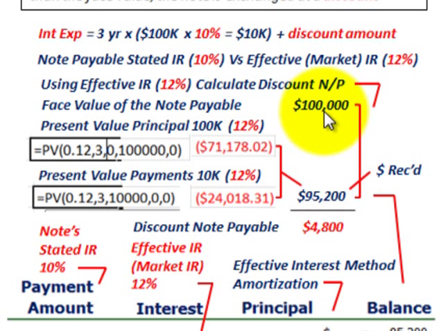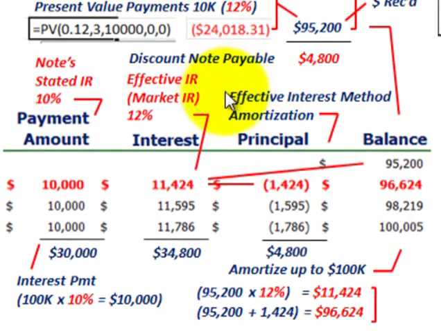So the difference between our face value of $100,000 and the present value of the note of $95,200 is the discount on this notes payable of $4,800. So this is what we're going to have to amortize, as our extra interest expense on this note. Okay, so what we want to do is go down and look at how we'd set up our amortization table, and this is going to be using the effective interest method for amortizing this note.